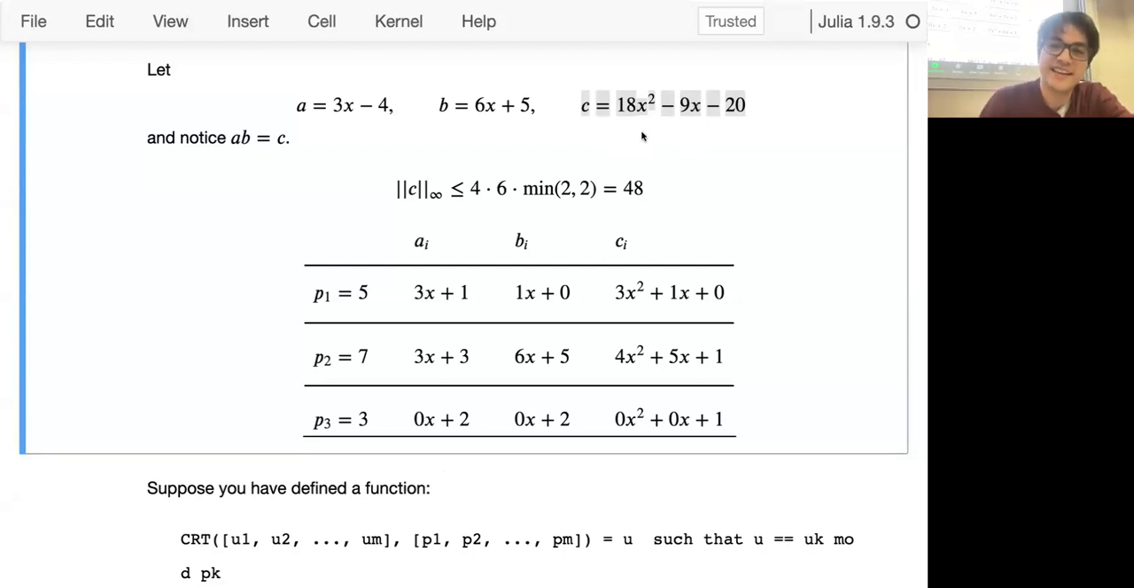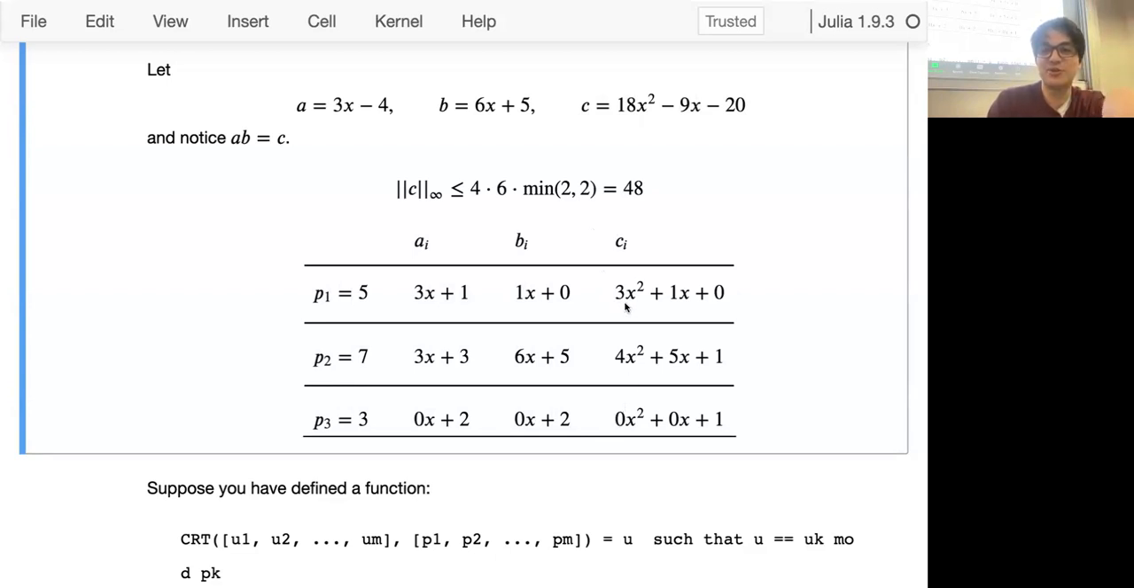Okay, so what does this look like? I don't know the real product, but I do know that the product mod 5 has leading coefficient 3, the product mod 7 has leading coefficient 7, and the product mod 3 has leading coefficient 0. What does that sound like? The Chinese remainder theorem on integers.